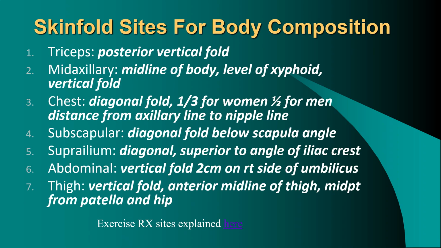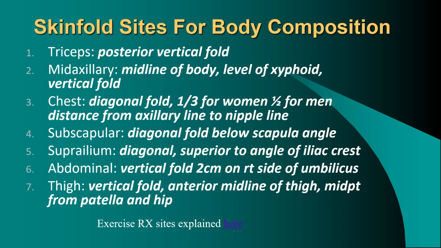So skin fold sites for body composition, you have the triceps, which is the one that was shown on the last picture, is a vertical fold. Mid-axillary, which is the midline of the body at the level of the xiphoid process, is a vertical fold as well. It's on the side underneath the arm. The chest, differences between men and women, so they're gender specific. Women are 1/3 of the way, men are half of the distance between the axillary line to the nipple line.